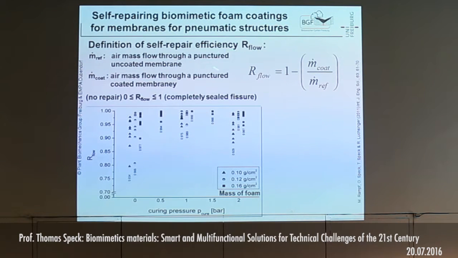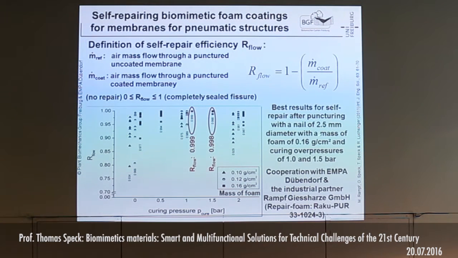And we said, okay, our flow is 1 minus ṁ_coat divided by ṁ_ref. ṁ_coat is the air mass flow through a punctured coated self-repairing membrane, and ṁ_ref is the mass flow through a punctured uncoated membrane. If there is no difference between the coated and the uncoated membrane, so you have no self-repair effect, then ṁ_coat equals ṁ_ref. You have 1 minus 1, so 0 means no repair. If the sealing is entire, then the air mass flow is 0, and you have 1, which means complete sealing.